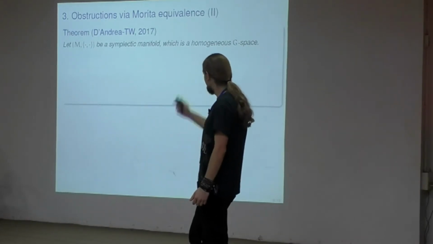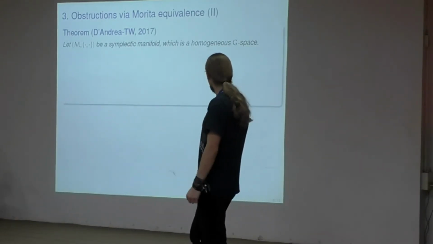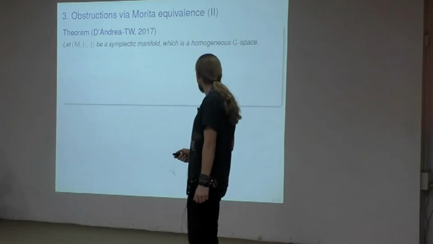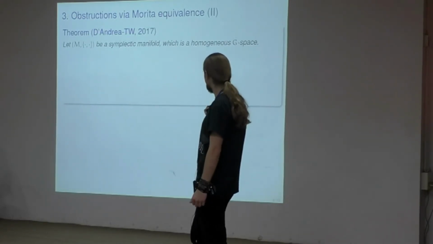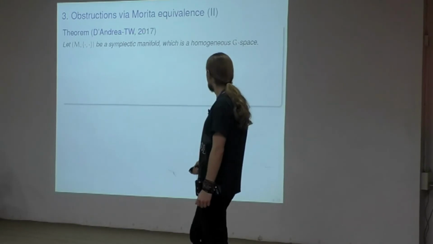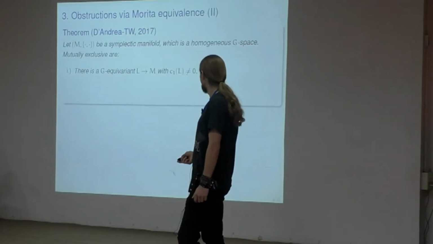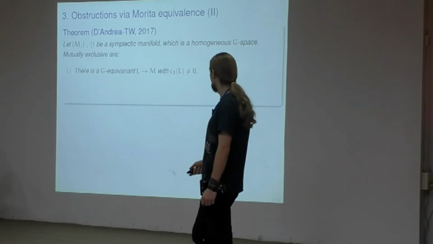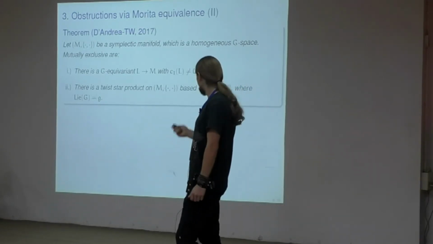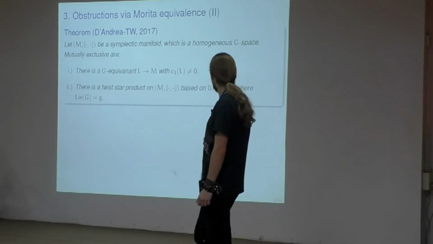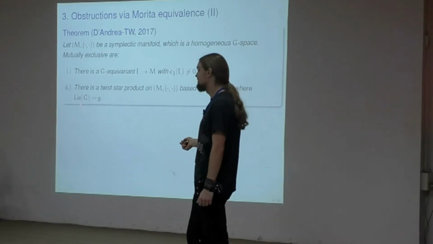And so I simply state the theorem. What we proved is, if we start with a symplectic manifold, and we also have a transitive G action on this manifold of a Lie group G, then the following are mutually exclusive: that we have a G-equivariant line bundle with non-trivial Chern class over our manifold M, and that there is a twist star product on our manifold corresponding to this Poisson bracket based on UG, where g is now the Lie algebra corresponding to our Lie group.